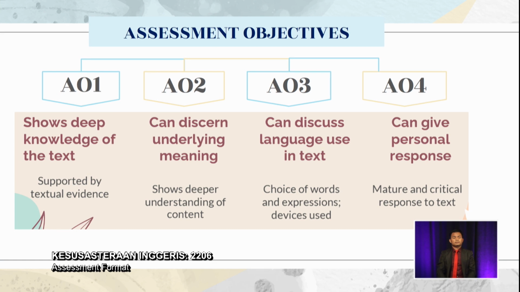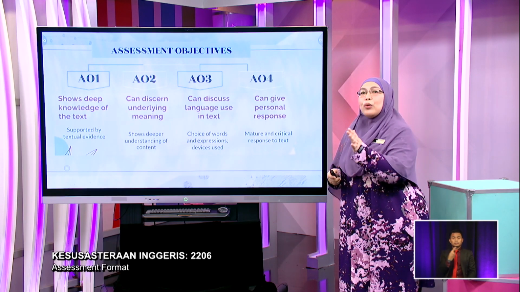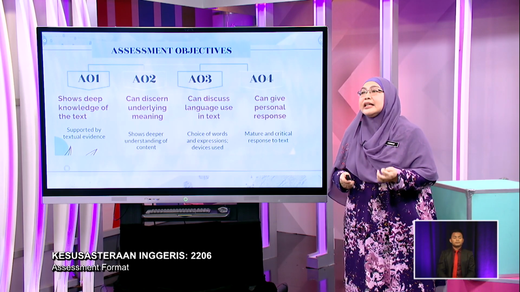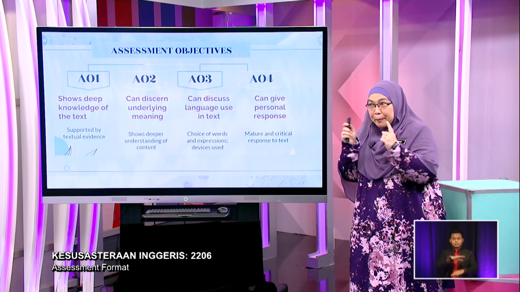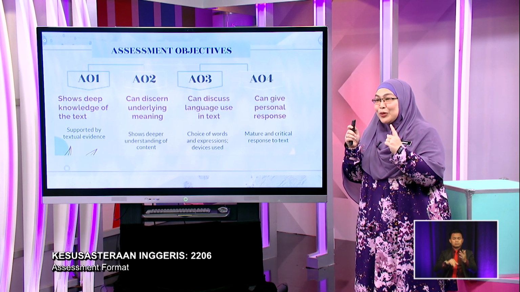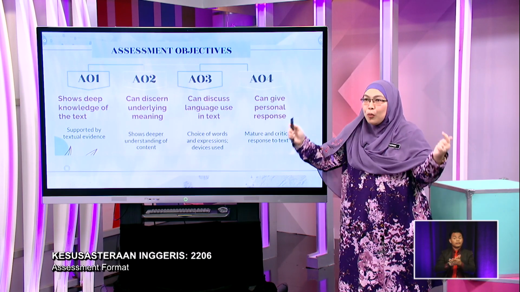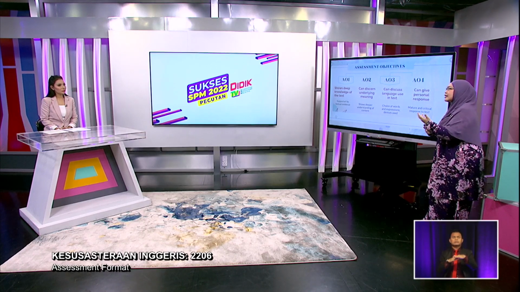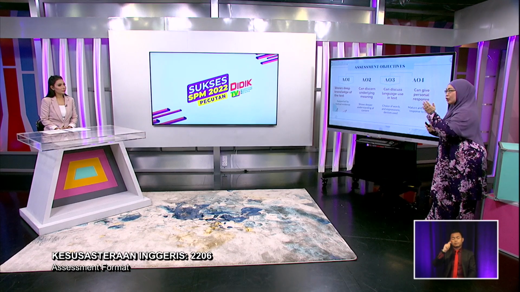Most candidates are very comfortable with AO1. They can tell the story, they can provide textual evidence. But knowing the text well is only AO1. And what we hope the candidates can do is to also prove that they can understand and discern underlying meaning. So it's not so much what happened. I hope I didn't lose you there. It's not just what happened, but also what actually happened. There's always an underlying meaning to plot, to character interaction. So that's AO1 and 2.